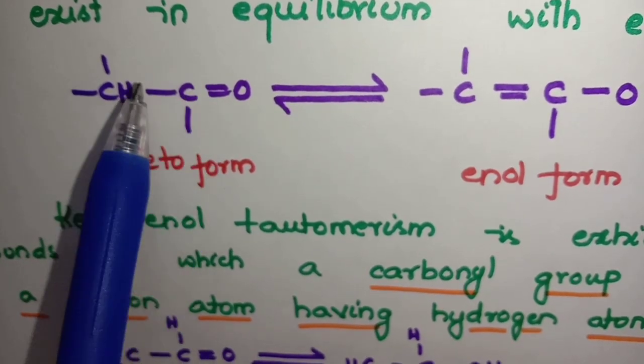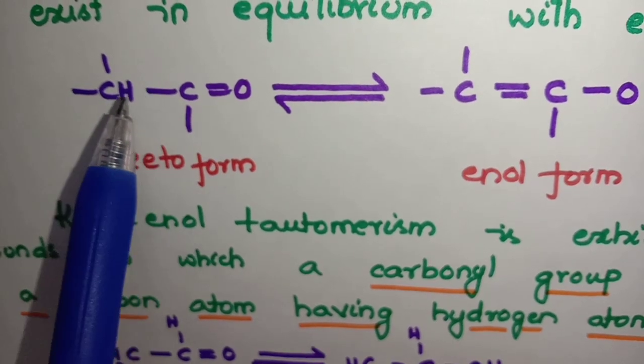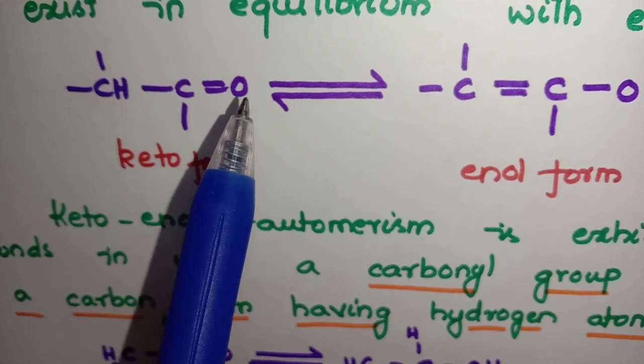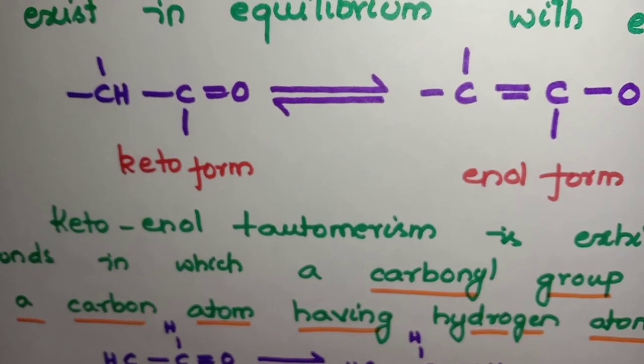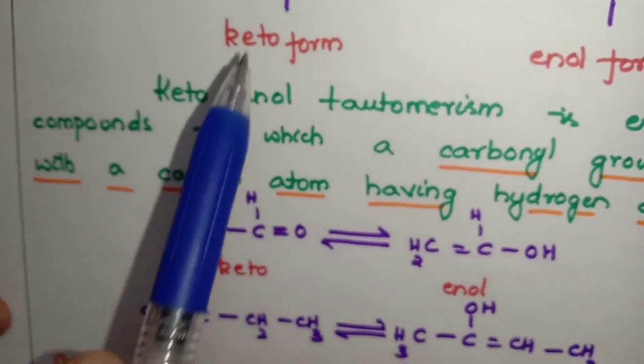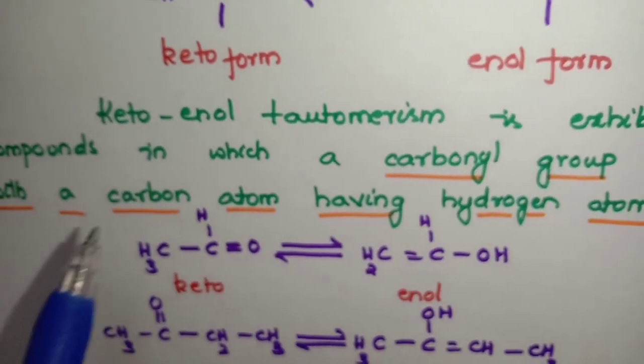The pi bond shifts in between carbon, and the hydrogen from this carbon will be shifted to OH. That's nothing but tautomerism, and this can also be called keto-enol tautomerism.